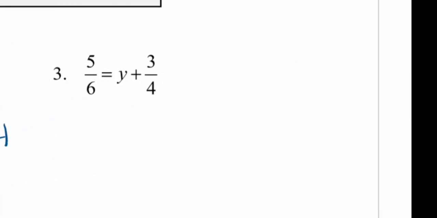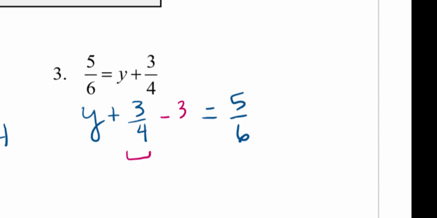Problem number 3, we have fractions, but we're going to use the same idea. We're going to use subtraction property of equality. I'm rewriting just because I prefer to have the y on the left, although this is an optional step. It's the 3/4 here that we want to subtract from both sides using our subtraction property of equality. On the left, we get a y.